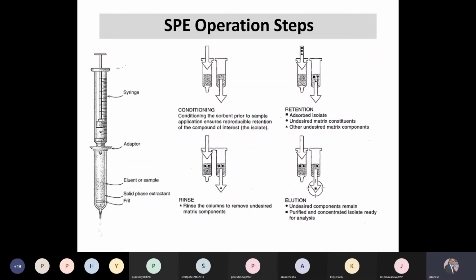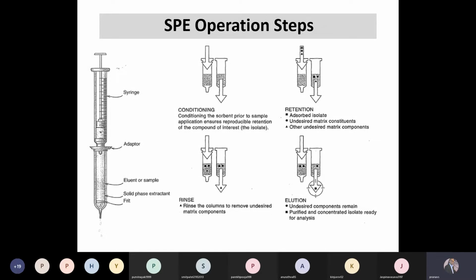Now these are the operation steps. These are the 4 principal operation steps which are to be performed in SPE. SPE is not as simple as a protein precipitation, but it does much more. But the thing is that it is slightly on the expensive side when we compare it with liquid extraction or protein precipitation. But the efficiency with which it extracts the analytes of interest is much higher as compared to LLE and protein precipitation.